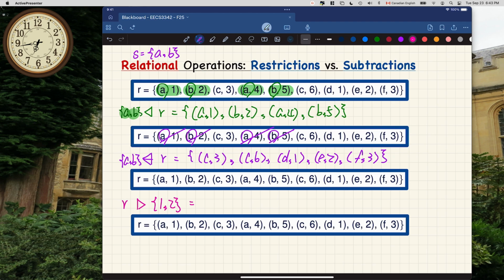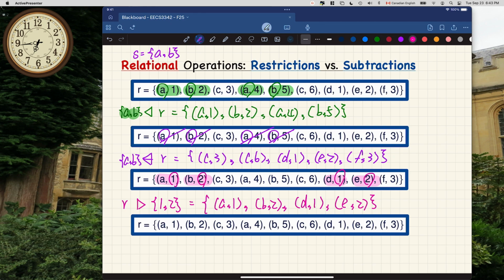Now I want to restrict to just 1 and 2. Any one of them is actually 1 and 2, and also 1, 2, right? So all these pairs should be collected: 1, 2, and 1, 2, like that. So we're going to get A1, and also B2, and also D1, and also E2.